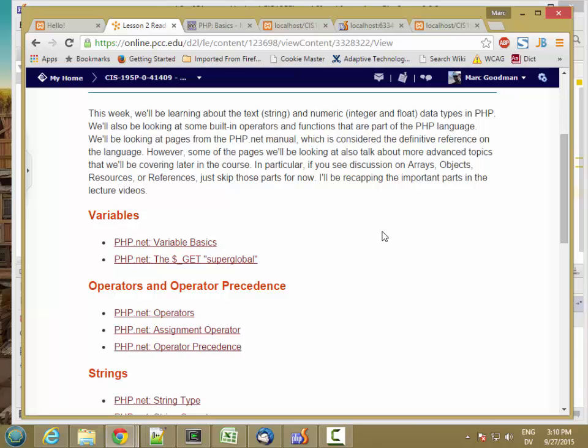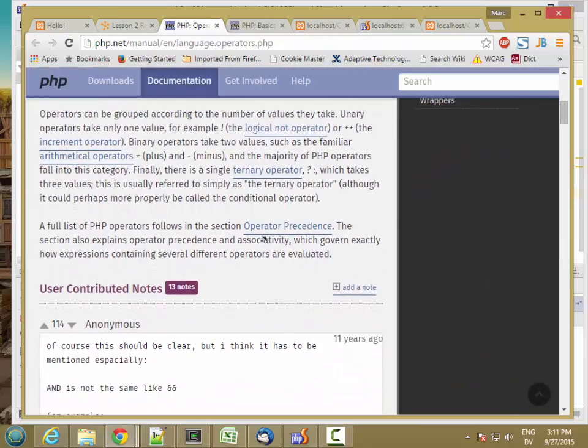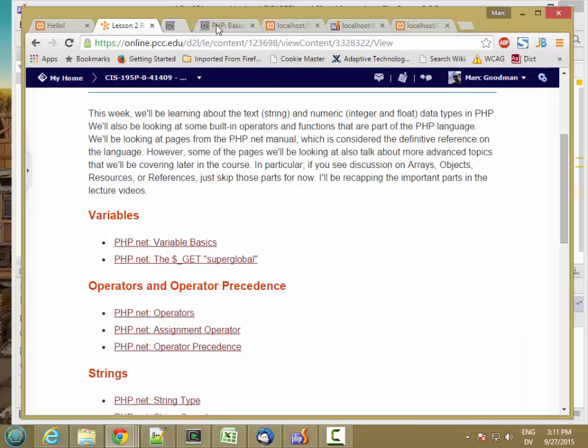So let's begin by looking at the built-in operators in PHP. And you probably know what operators are already from math classes. So they're things like plus and minus and times and divided by and so on. But there are probably more of them in PHP than you're used to working with. So the main page here just has a list of subpages that will take you to different kinds of operators for different categories. And we'll be looking at some of these individual pages later on.